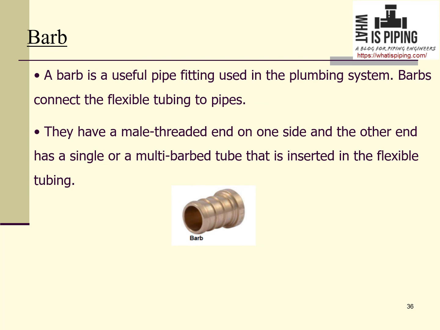A barb. A barb is a useful pipe fitting used in the plumbing system. Barbs connect the flexible tubing to pipes. They have a male threaded end on one side and the other end has a single or multi-barb tube that is inserted in the flexible tubing.